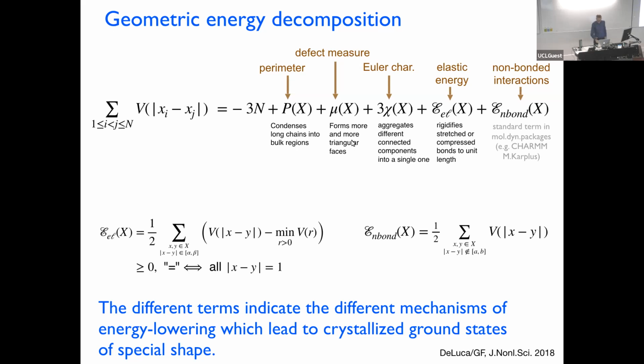The Euler characteristic is also interesting. You think of it as a topological invariant, but the bond graph of a particle system can change its topology by aggregating clusters. The Euler characteristic counts the number of connected components. So aggregating 2 separate clusters into 1 cluster gains you Euler characteristic. It doesn't change the perimeter, doesn't change the defect measure. And then these 2 terms are elastic. The elastic energy rigidifies stretched or compressed bonds to unit length. It wants the bonds to have unit length.